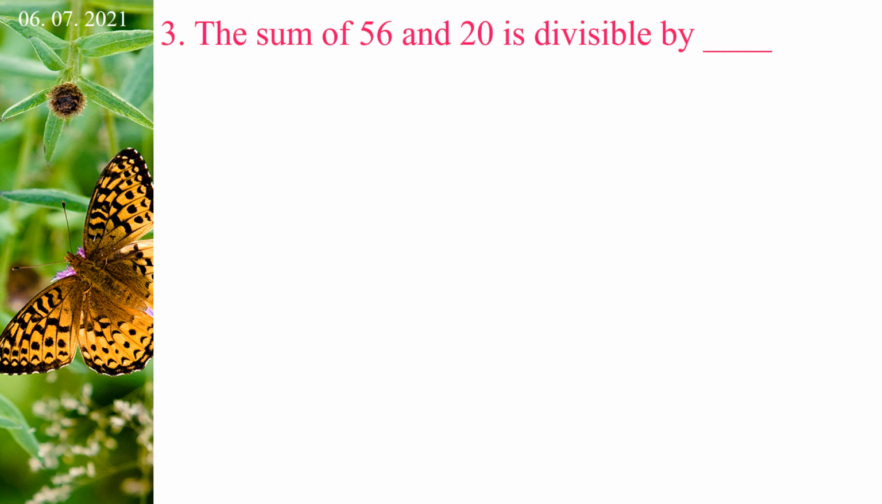Next, the third one. The sum of 56 and 20 is divisible by dash. The options are 3, 4, 5 and 6. Let us check. 56 plus 20 we get 76. Is 76 divisible by 3? No, because the sum of the digits, 7 plus 6, we get 13. 13 is not divisible by 3.